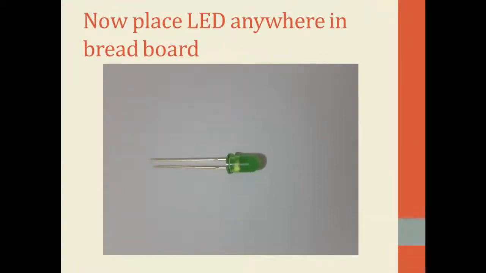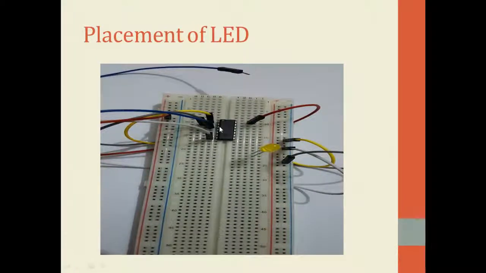Now, place the LED anywhere in the breadboard. Anywhere means anywhere. For example, I have placed this LED here. You can place it here, or here, anywhere in the breadboard, but it should not be placed in the rows containing the IC. Except for these rows, you can place it anywhere in the breadboard, whereas I have placed that LED on this side.